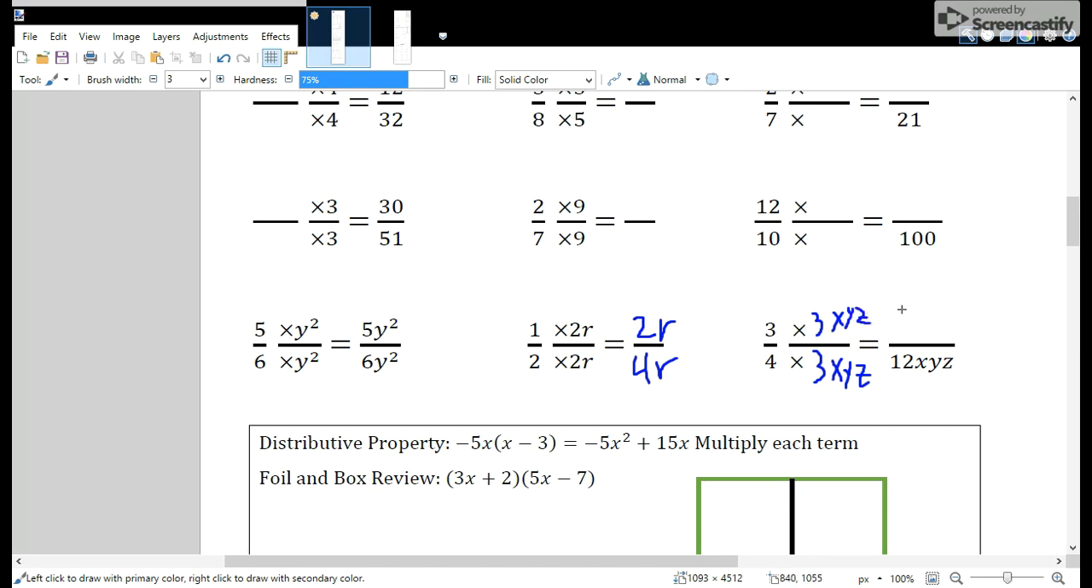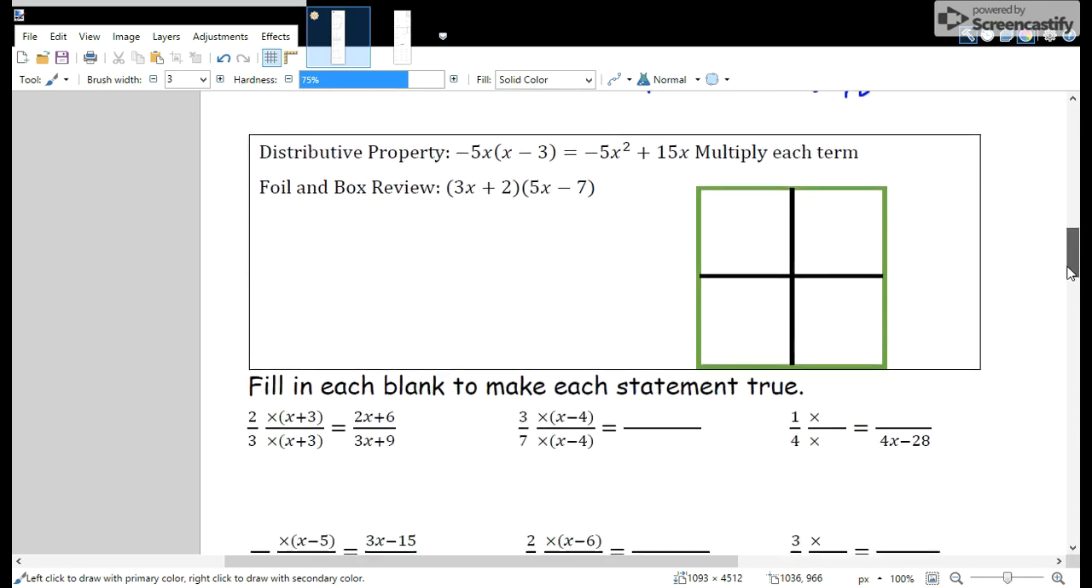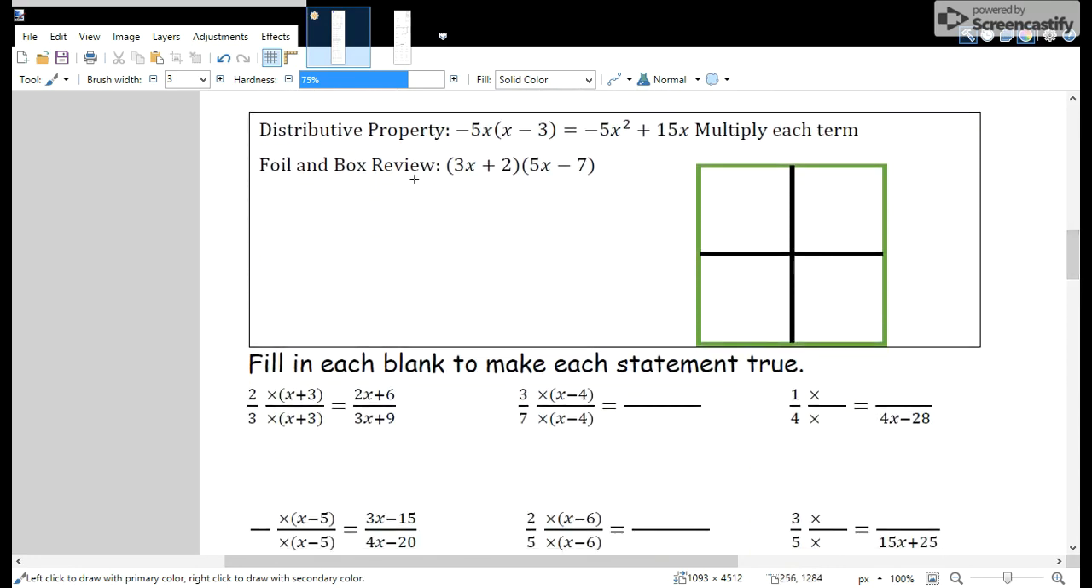And 3 times 3 is 9. So we have 9xyz. Let's turn the page. Distributive property. You multiply each term by the number on the outside.